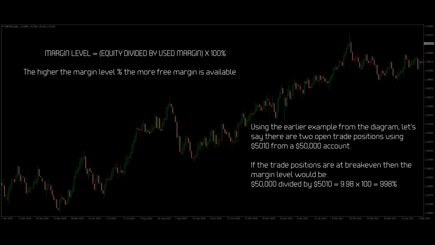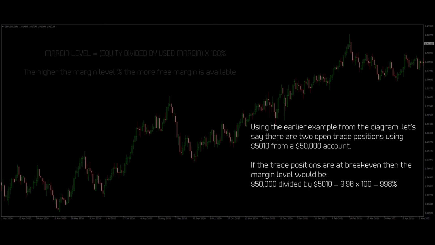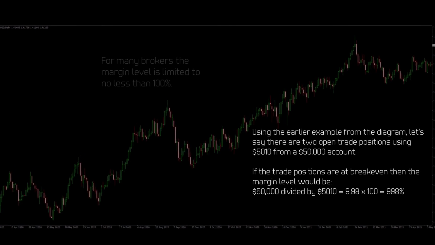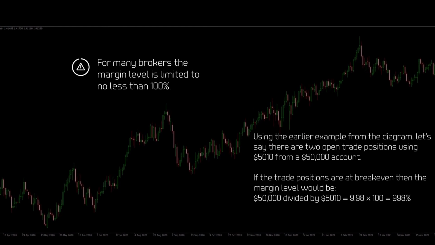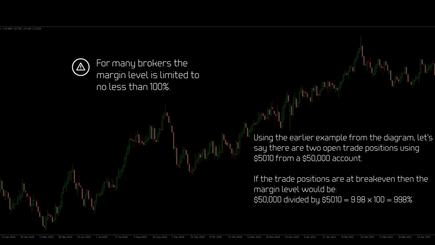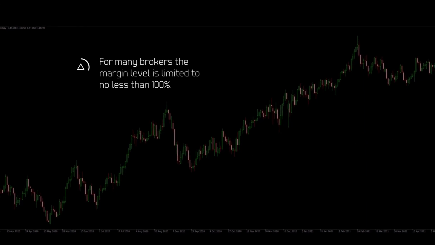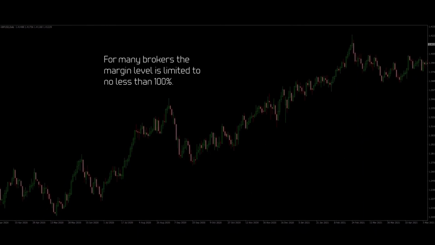The lower the margin level percentage figure means the greater the used margin compared to your equity is. For many brokers, the margin level percentage is limited to no less than 100%. If this is the case with your broker, then you need to be aware of this so you don't use up all your margin. It's important to know that if any of your open positions go into drawdown, then your equity will decrease, and this will impact your margin level. Without a good understanding of margin when trading Forex, you will not understand how to manage risk.